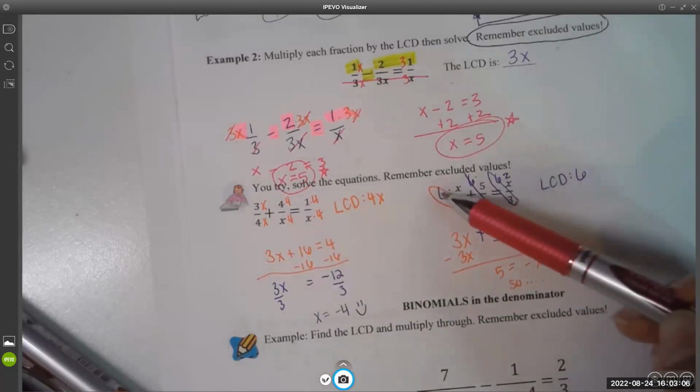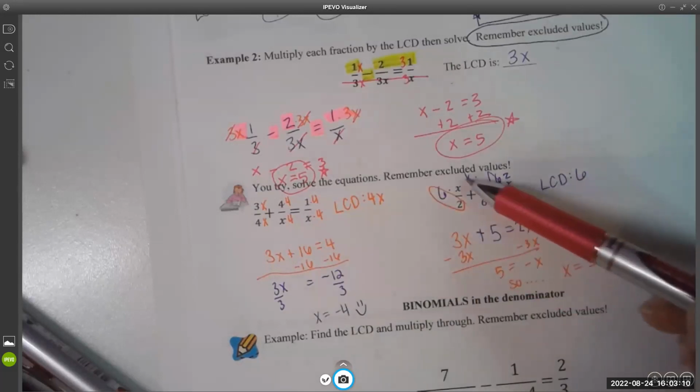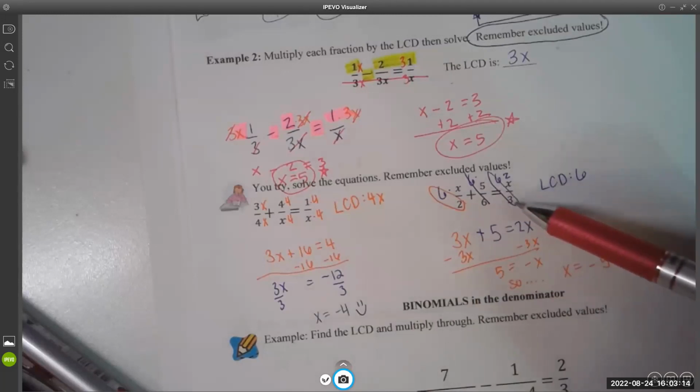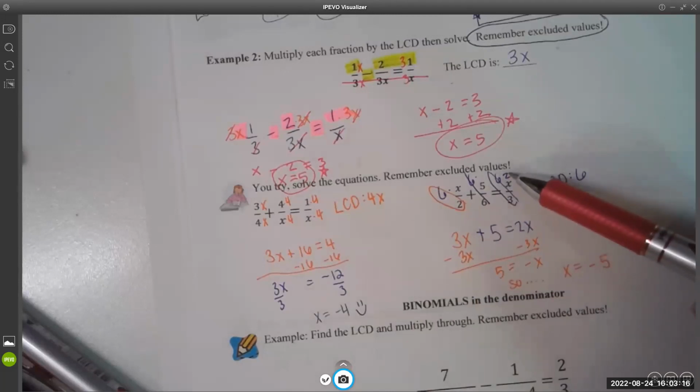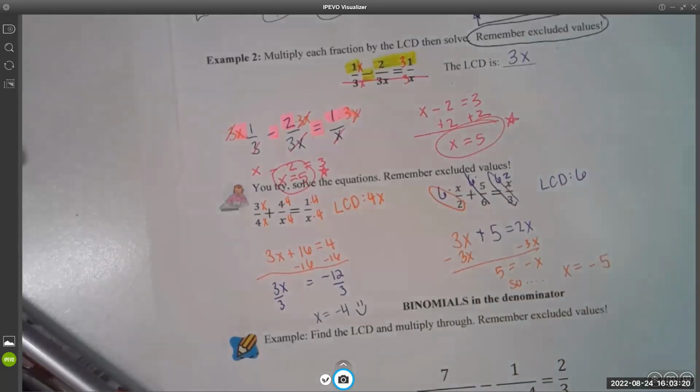If I multiply this one by 6, the 2 on the bottom is going to leave a 3. If I multiply this one by 6, the 5 is not going to change. And if I multiply the last one by 6, there's a 2 behind. There was already an x there, and so it makes a 2x. So you can use either method to get the same answer.